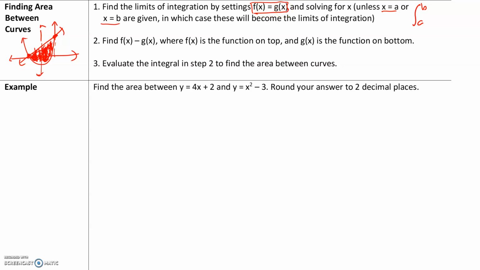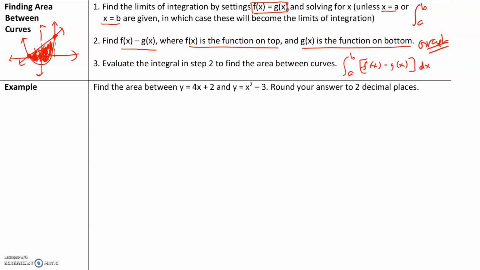Then we want to find what is the function f of x minus g of x, where f of x is the function on top and g of x is the function on bottom. For us to do this, we need to graph on Desmos to see which is the top function and which is the bottom function. And you would take the top function minus the bottom function in order to find what the area in the middle is. And then finally, we're going to take the integral from a to b, where a and b are the limits of integration, either found by finding the points of intersection or given to you, and then we have f of x minus g of x, where f of x is the curve on top, g of x is the curve on the bottom.